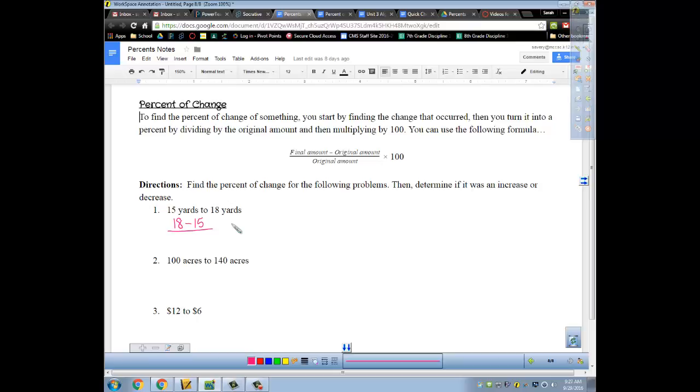If you want to do your biggest number minus your smallest number, that's fine. And then the bottom number, this is the most important part. The bottom number you have to divide by the first number. So divide by 15 and then times 100. So 18 minus 15 is 3. Then we can do 3 divided by 15, which is 0.2. And then when we multiply by 100, we get 20%.